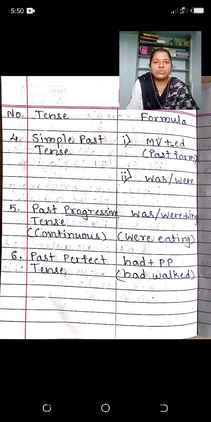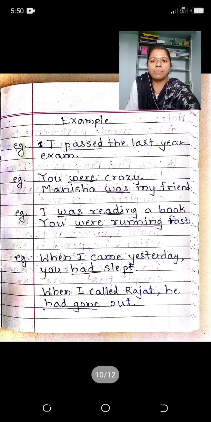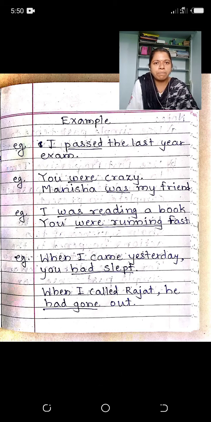Firstly, you can use the to be form in past tense. Which are the to be forms used in past? They are was or were. And secondly, you have to use the past form of the verb, just the past form of the verb in simple past tense. See, for example, I passed the last year exam. Just pass-ed, that is sufficient. I passed the last year exam.